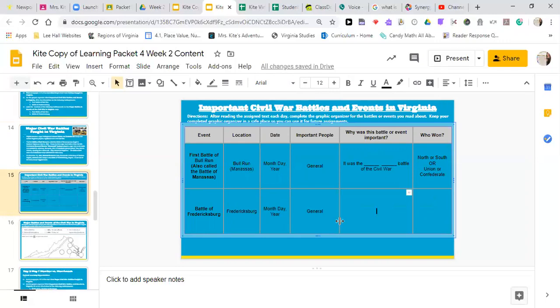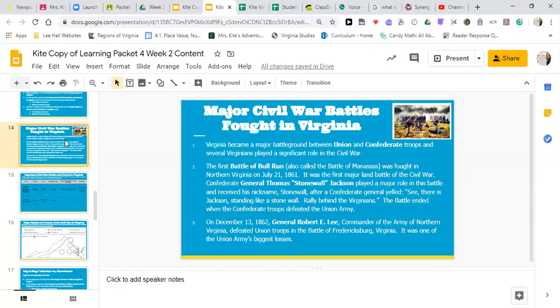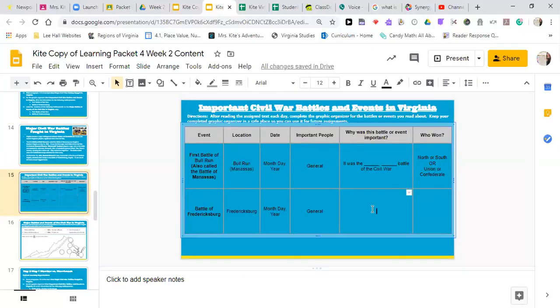And why was this battle or event important? So when we go back through, this is just a very short couple of sentences. Defeated Union troops in the Battle of Fredericksburg, Virginia. It was one of the Union Army's biggest losses. So I'm going to start a sentence over here. It was one of the blank armies blank. So you're going to fill in the blanks here with those three words. Okay. So we have our sentence in there. And again, who won? Was it the North or South, or Union or Confederate?